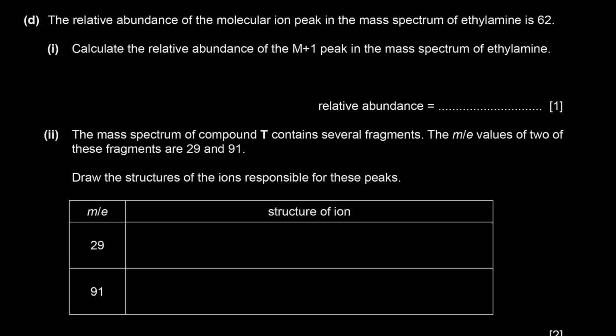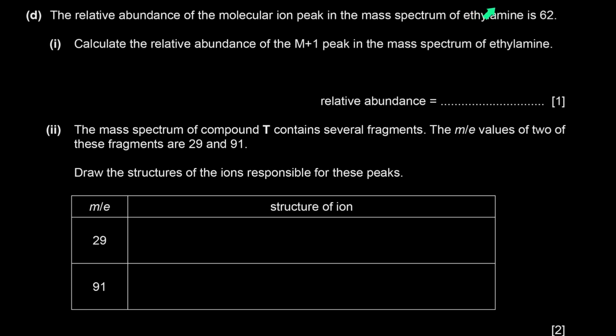The relative abundance of the molecular ion peak in the mass spectrum of ethylamine is 62. Calculate the relative abundance of the M+1 peak in the mass spectrum. Now, if you guys remember, the ratio between the M and the M+1 peaks is equal to 100 divided by 1.1 N, right? Where N is the number of carbon atoms. Now, over here for ethylamine, we know that we have 2 carbon atoms, so N is equal to 2, right?